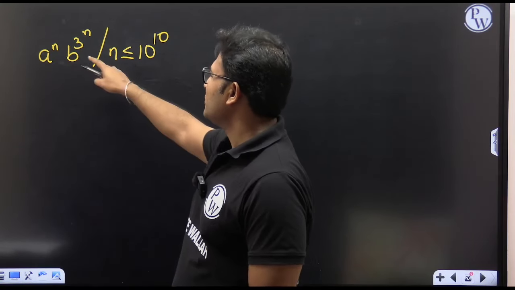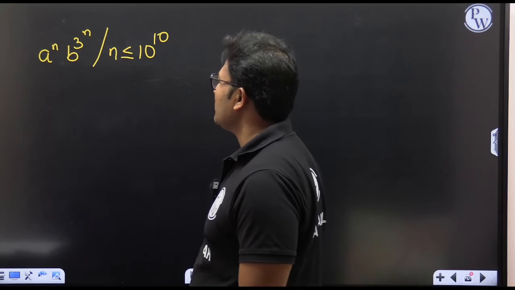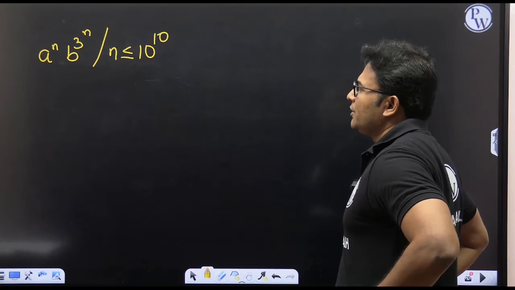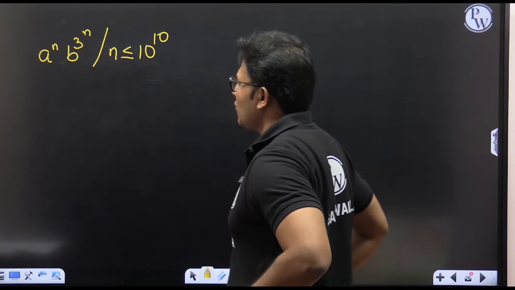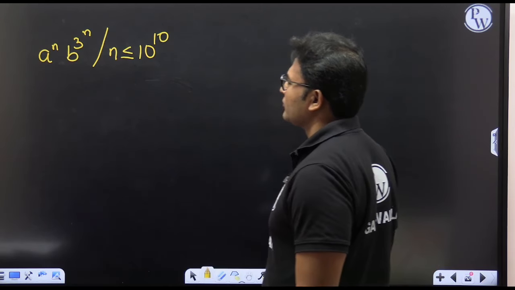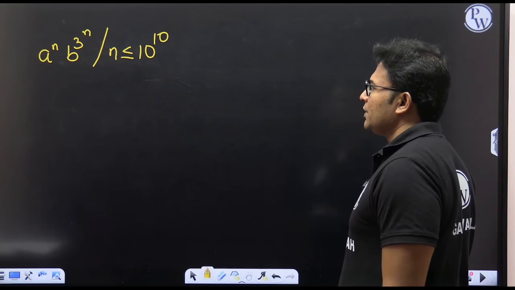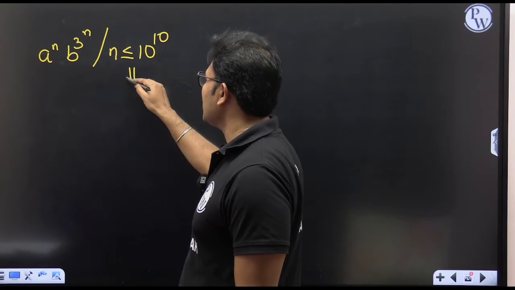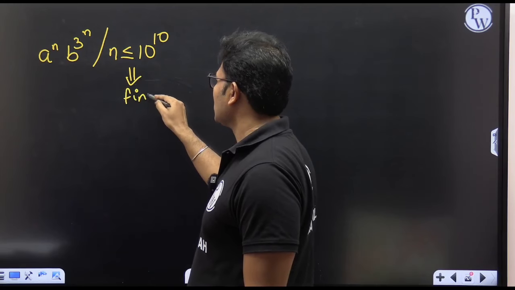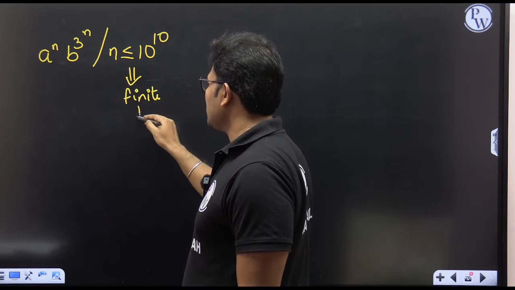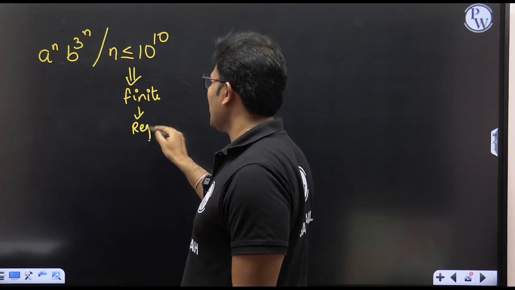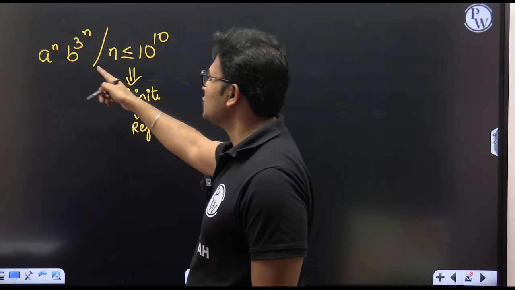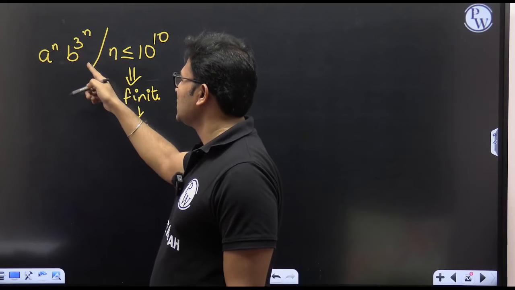A power n, b power 3n such that n is less than or equal to 10 power 10. Here it is very clear that this is a finite language, and therefore this is regular. You can directly say that this is regular. Even though the language looks like it is not context free, it is regular.